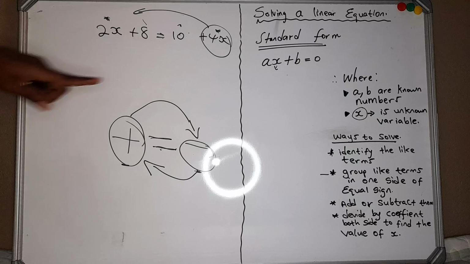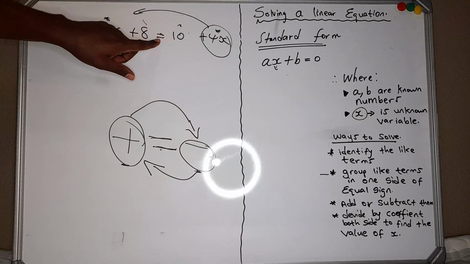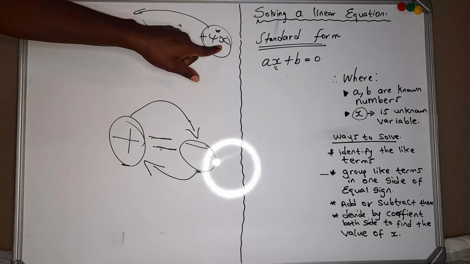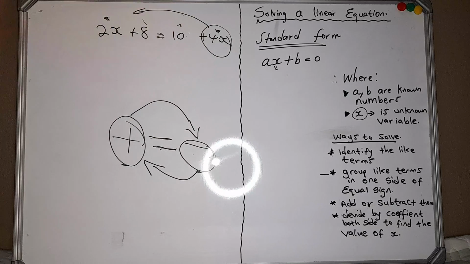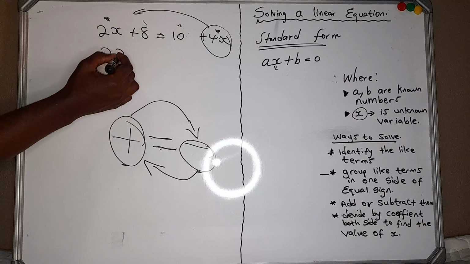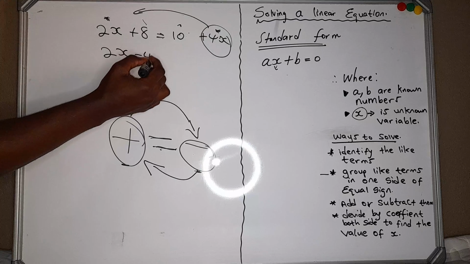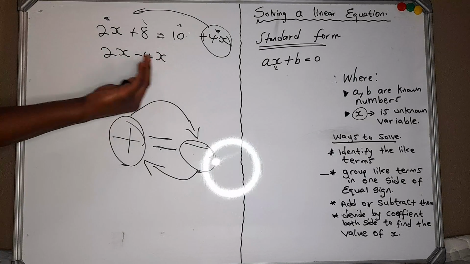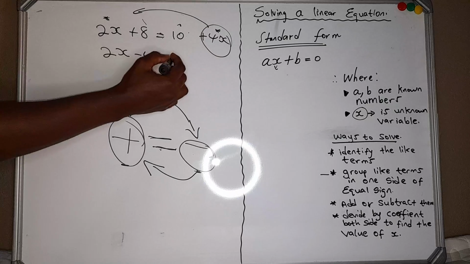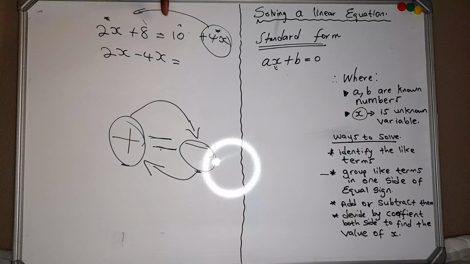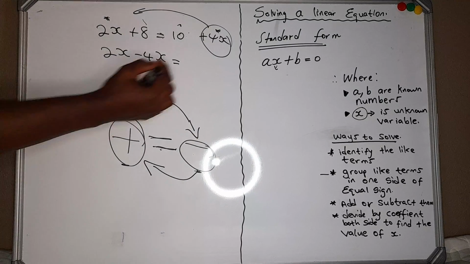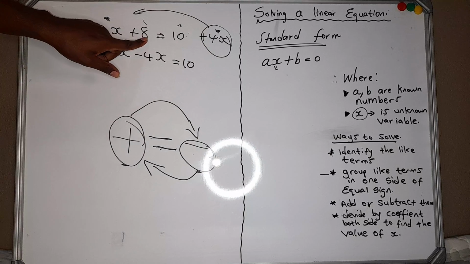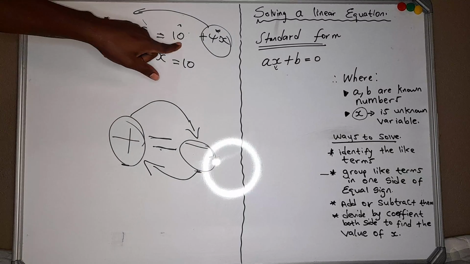And we said when positive jumps the equal sign, it becomes negative. So this 4 will jump the sign to that side. It becomes 2x minus 4x, which means we grouped them on one side. On this side of the equal sign, we have 10. Therefore, we have 8, which is the same like terms.